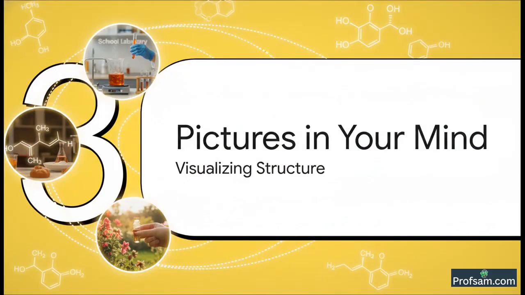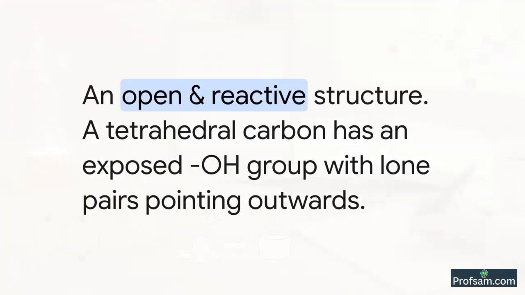Okay, now that we have that bridge analogy, let's build on it. We are going to create three very clear scenes, three pictures in your mind, one for each functional group. Because you see, visualizing the structure is the real key to remembering its properties. First, let's picture the alcohol. Scene number one, you have a central tetrahedral carbon atom, and just attached to it is the OH group.